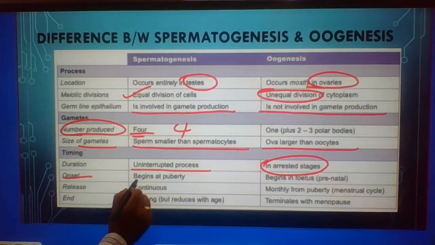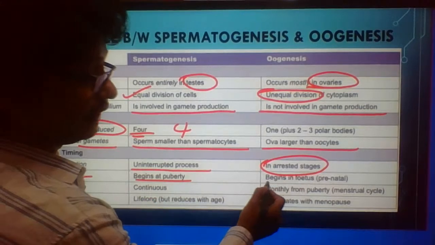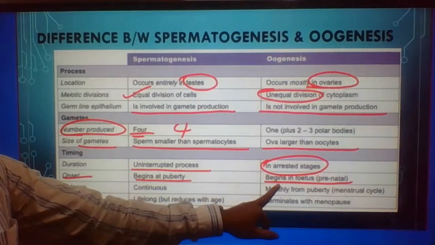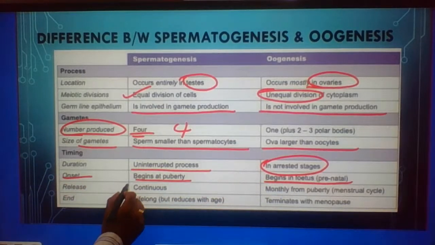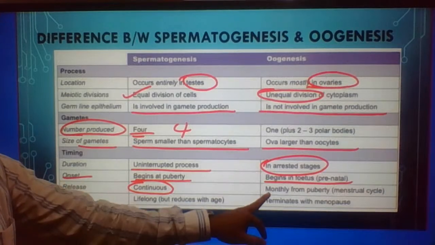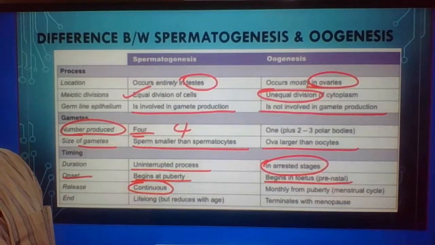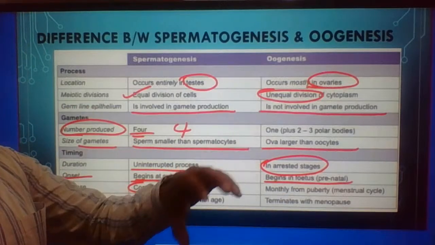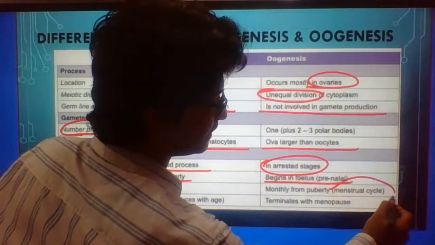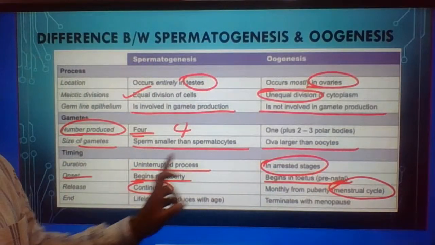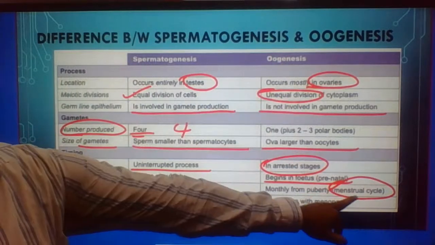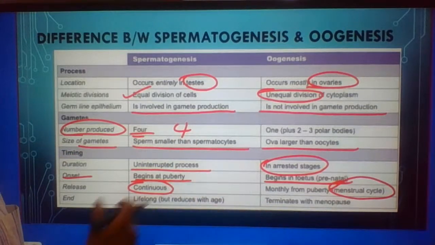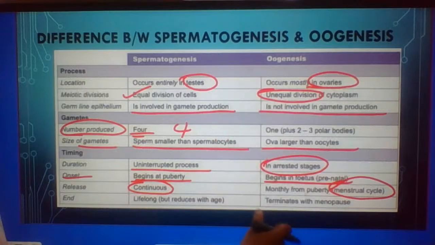Onset begins at puberty, which is very common, but in oogenesis it begins in the prenatal fetal stage itself. This makes a difference. As for release, spermatogenesis is a continuous process, but here it is monthly from puberty. In one menstrual cycle, at one particular time only one ovum is released from the ovary by means of cyclical change. This cycle is what we call the menstrual cycle, but spermatogenesis has no such cycle. So only oogenesis has the menstrual cycle, with different phases like the follicular phase and the luteal phase, which we are going to discuss.